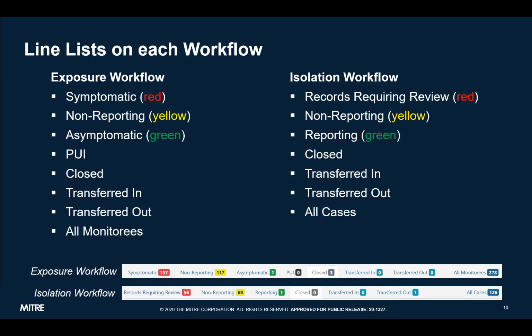I'll go through each of these line lists in detail in a moment, but for now, the big takeaway on this slide is that the red and yellow line lists, so symptomatic in the exposure workflow, non-reporting, or records requiring review in the isolation workflow and non-reporting, these are the folks that you'll want to be following up with, whether it's to determine their case status or their symptom status.